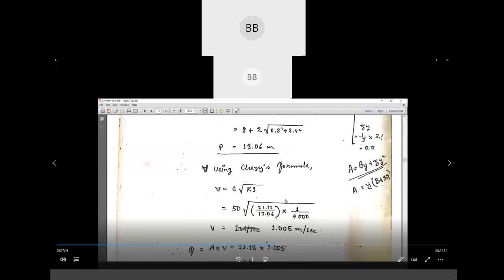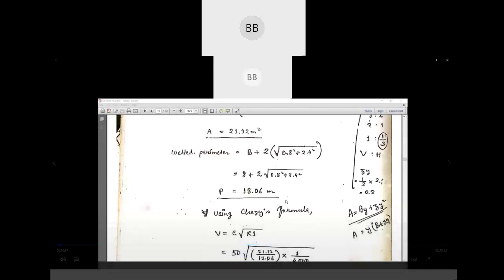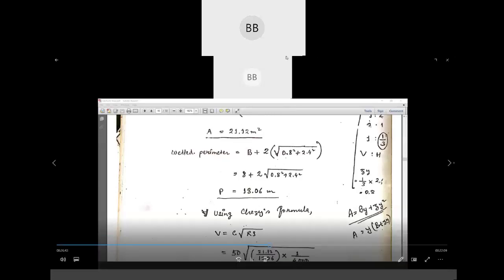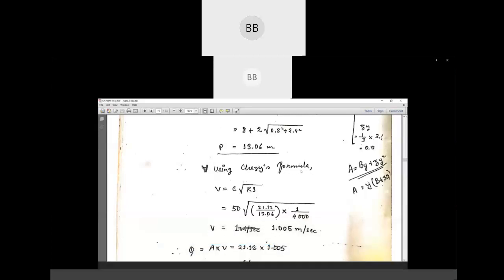Okay. So to find out the velocity, we have used Sage's equation. Weighted perimeter you have already calculated. Then see, in the question it's given Sage's constant, so that is why we are using Sage's formula or Sage's equation. Okay, so to find out the velocity, we have used Sage's equation.